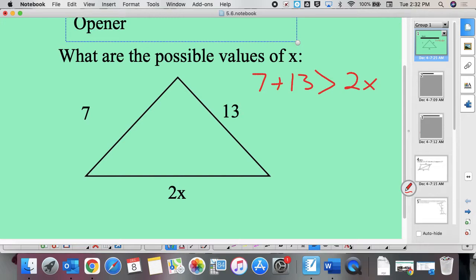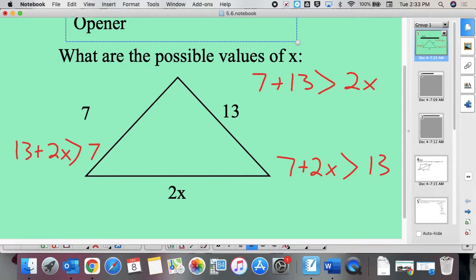We can do the 7 plus the 2x, and that must be greater than the 13. And finally, we can do the 13 plus our 2x, and that must be greater than our 7. Okay? So those are our three inequalities that we have to solve.